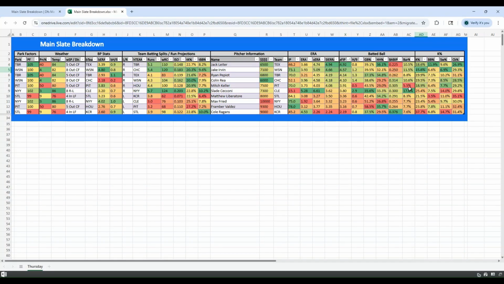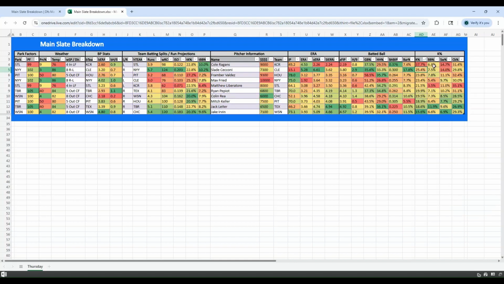And then finally, the last part here is the K percentage. So you can see how they're striking out, K percentage, the walks, the swinging strike. Sometimes if this swinging strike is higher and this number is lower, kind of like we're talking about regression here, that could be some positive regression. And this is their chase K percentage.